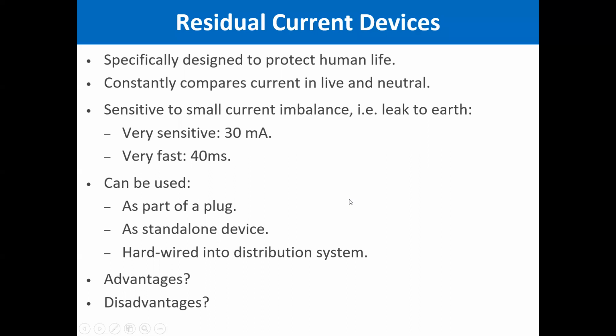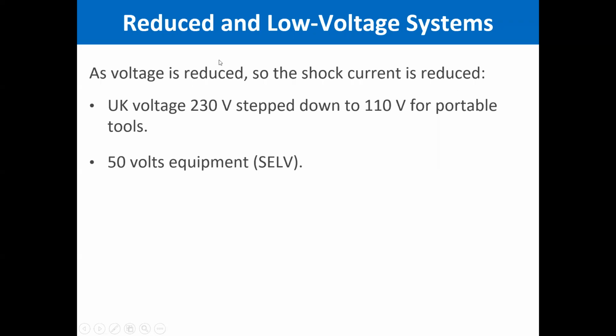Okay, the residual current device is also very important. RCDs are specifically designed to protect human life. They constantly compare the current in the live and neutral wires, and they are sensitive to small current imbalances. For example, if there's any leakage to earth, it is very sensitive, and it will trip and cut the supply. It can be used as part of a plug, as a standalone device. It can be hardwired into the electrical distribution system as well.